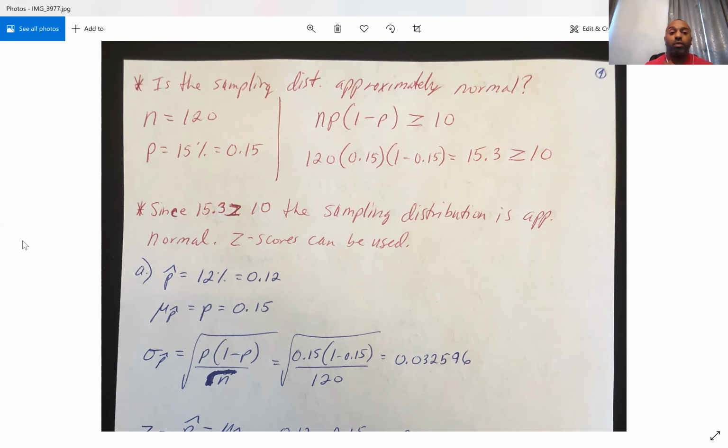All right. So first thing we'll do is write down our givens. Is the sampling distribution approximately normal? First thing we look at is the fact that n, our sample size, is 120. And this time they gave us the population proportion, which is 15%, 0.15. So we can test to see if it's approximately normal by doing n times p times 1 minus p, and if it's greater than or equal to 10, then it is going to be approximately normal. So we did 120 times 0.15 times 1 minus 0.15, which is 15.3. And we see that that is greater than 10.